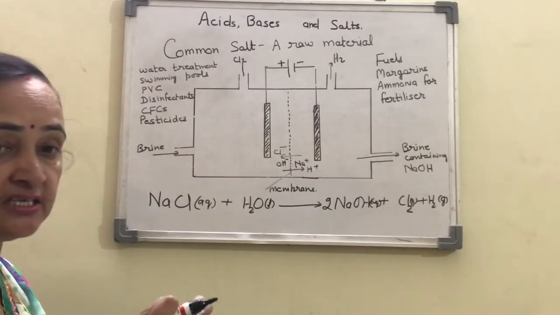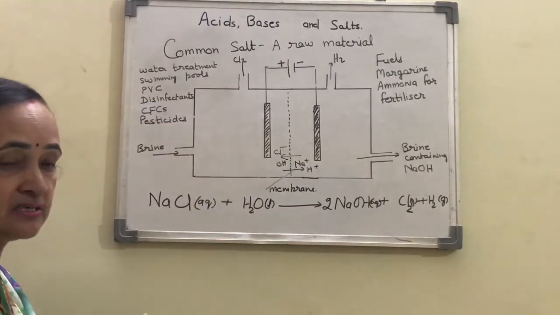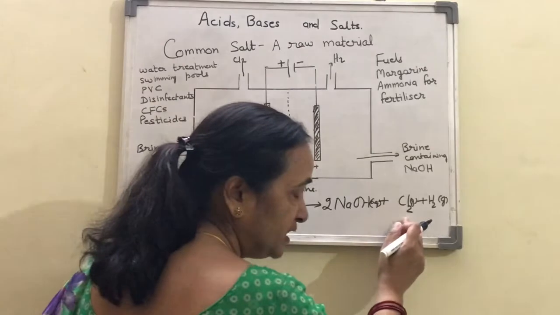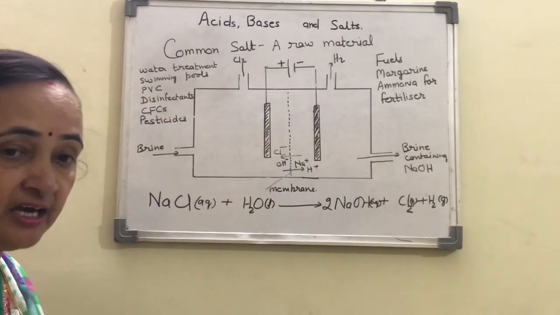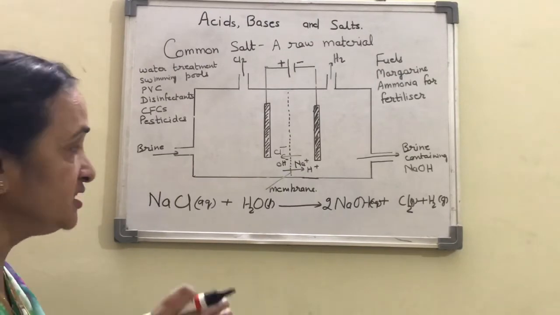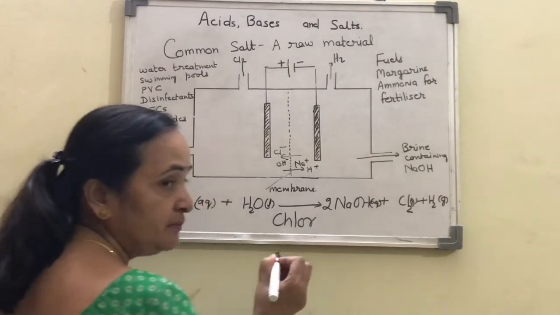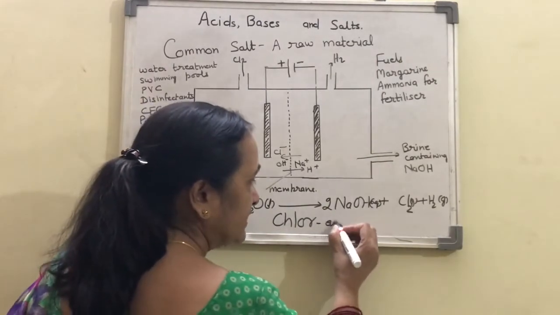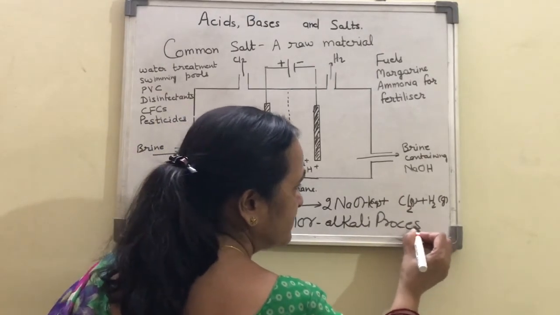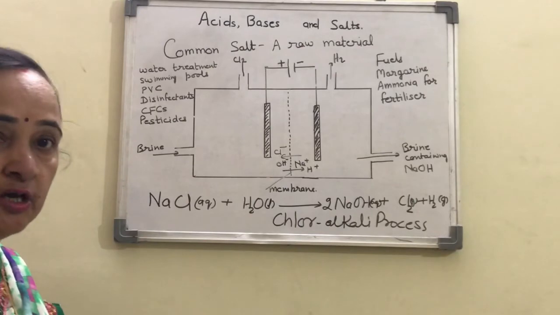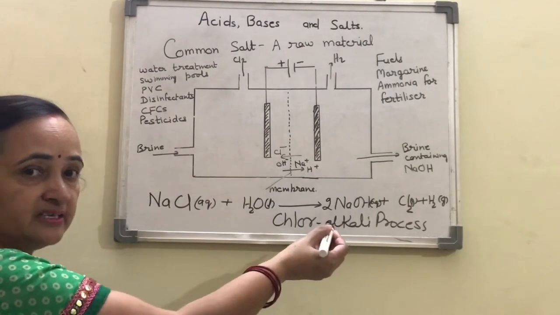So as you can see here, sodium hydroxide is formed, it is a base. Chlorine gas is formed. So that's why the name of this process is given as chlor-alkali process. What is the name? Chlor-alkali process. So suppose the question comes in your exam, what is chlor-alkali process? So you should understand that this same reaction is known as the chlor-alkali process.